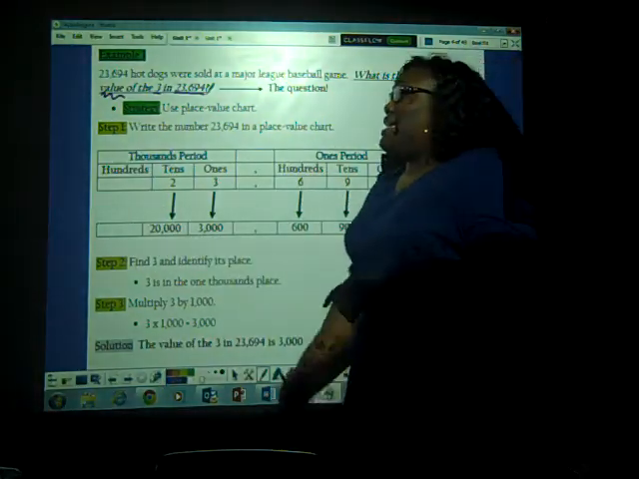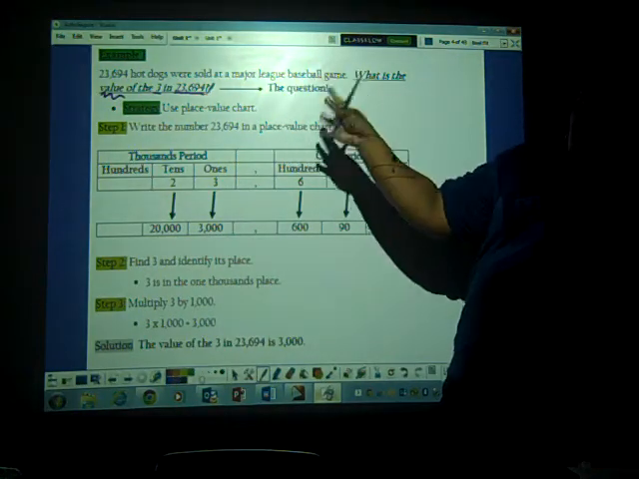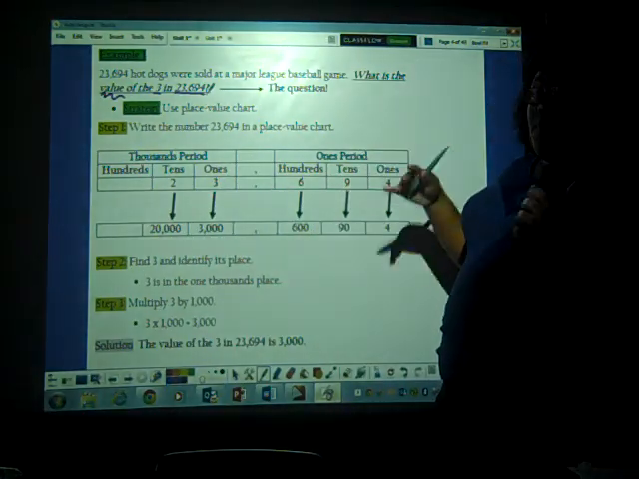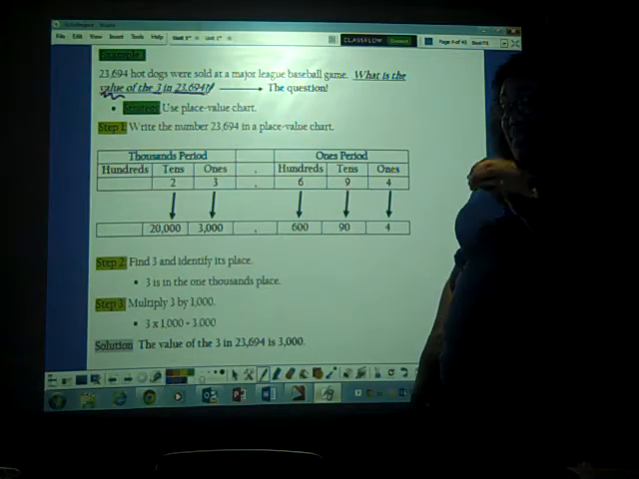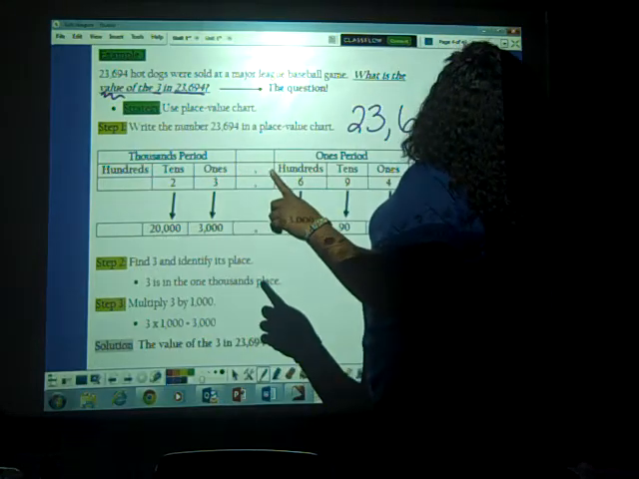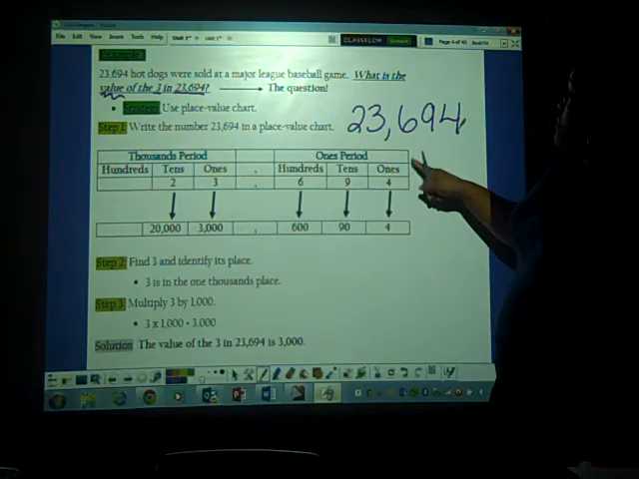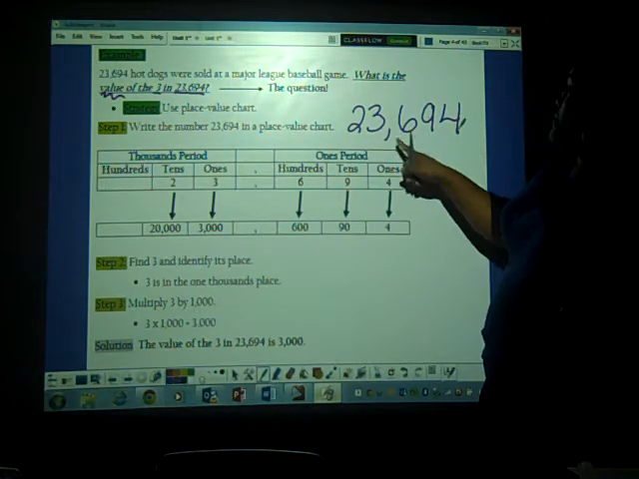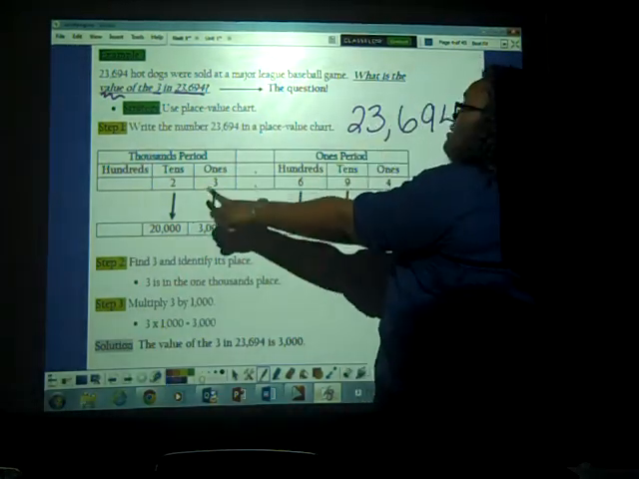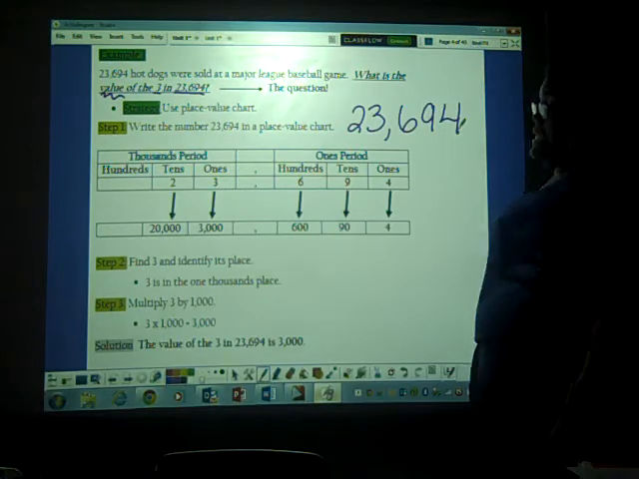All right. So our strategy that we're going to use is a place value chart. Step 1 in using a place value chart: to find the value of a digit in a whole number, we're going to write the number on the place value chart in the correct place value. So I'll write it a little bit larger. 23,694. The 4 is in the ones place. The 9, tens place. The 6, hundreds place. The 3, the thousands place. The 2, the 10,000s place.